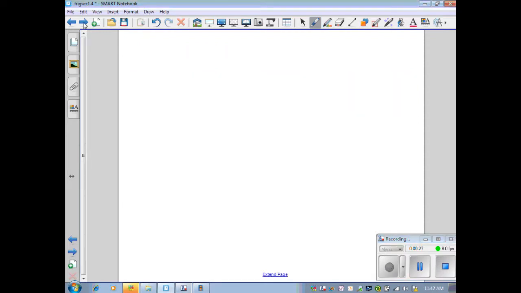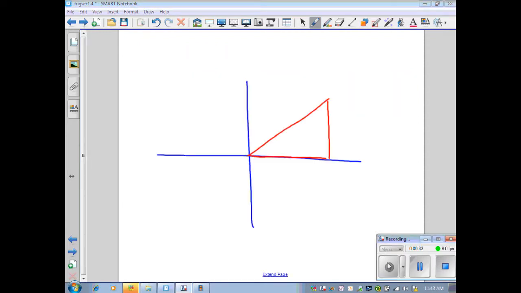Let's look at an angle in a coordinate plane. In this coordinate plane, I have an initial side on the x-axis, and I have a terminal side in the first quadrant. And let's put a point on that terminal side.